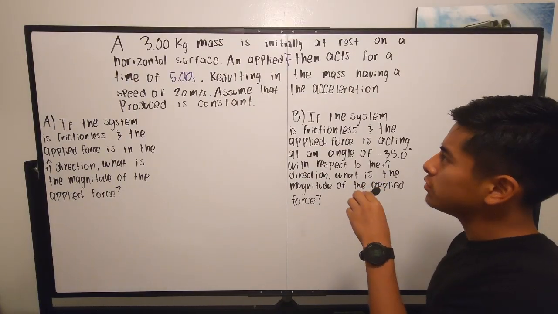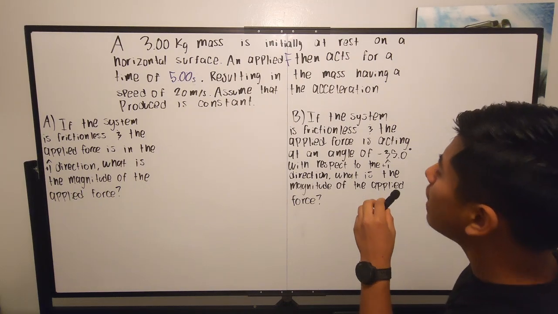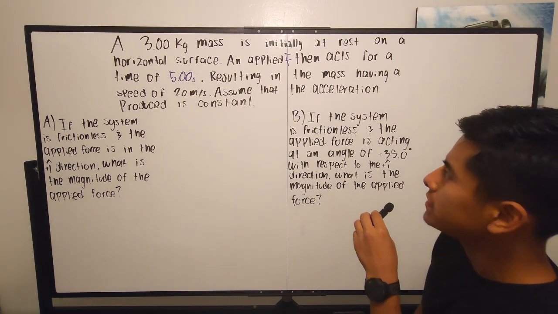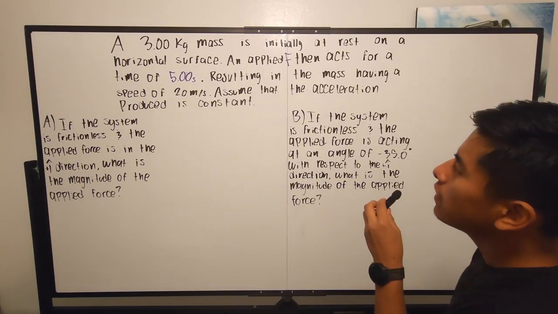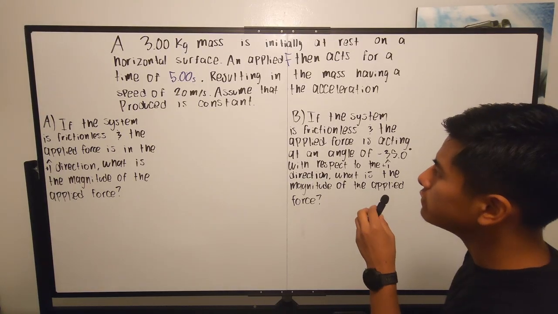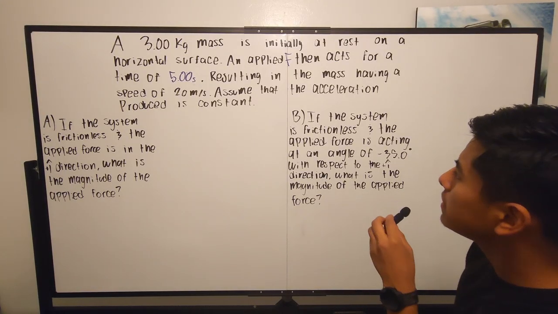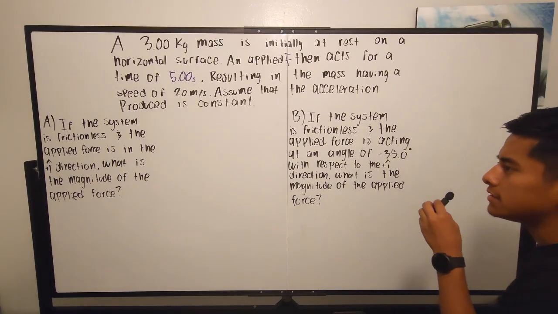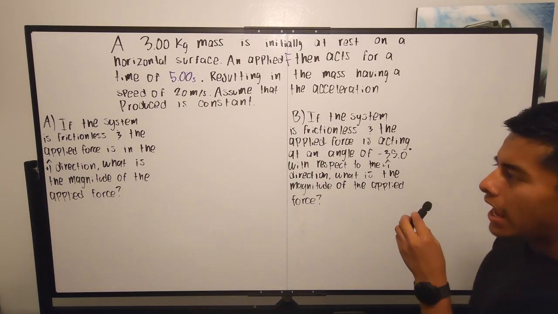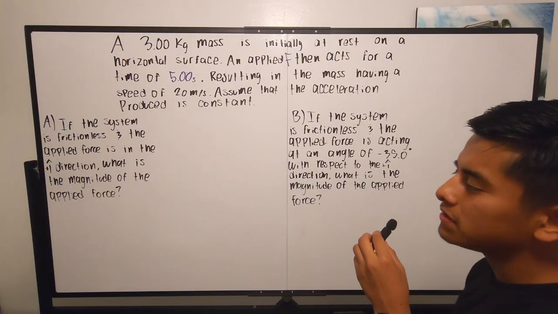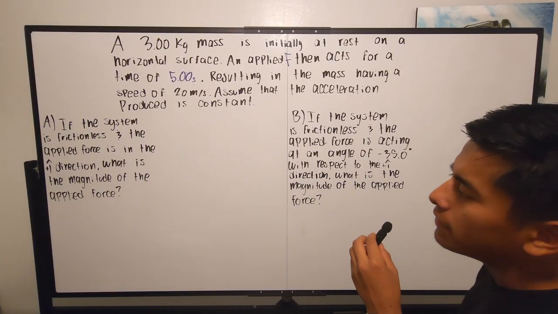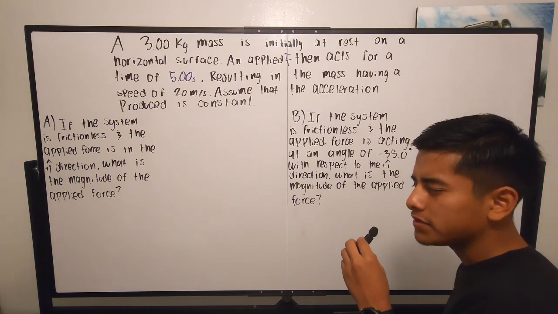Problem number 1 says a 3 kilogram mass is initially at rest on a horizontal surface. An applied force then acts for a time of 5 seconds, resulting in the mass having a speed of 20 meters per second. Assume that the acceleration produced is constant. And part A is saying if the system is frictionless and the applied force is in the positive I hat direction, what is the magnitude of the applied force?